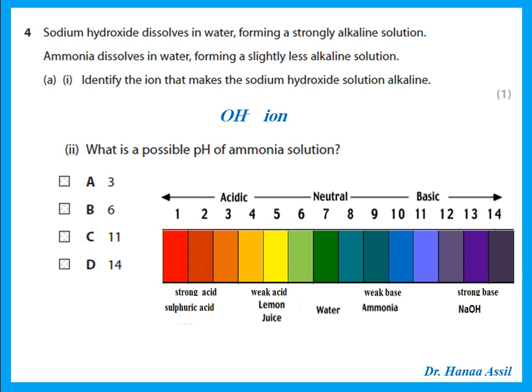You need to remember these examples. So ammonia is what? Out of my choices, ammonia could be pH 11. It cannot be 14 because it's not a strong base. And it cannot be 3 or 6 because it's not an acid.